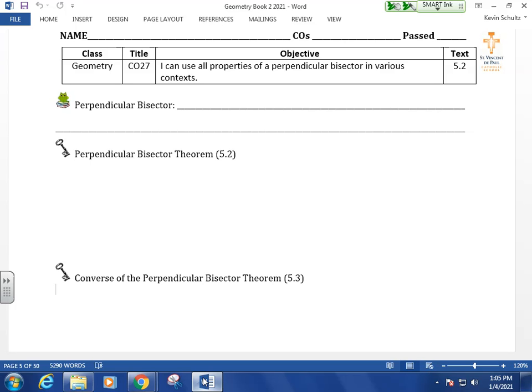And so a perpendicular bisector is a segment, ray, or line that intersects a segment at a 90-degree angle. That's the perpendicular piece.